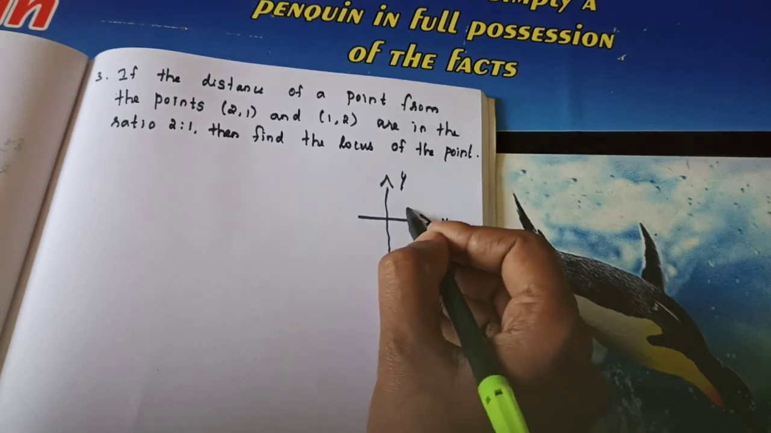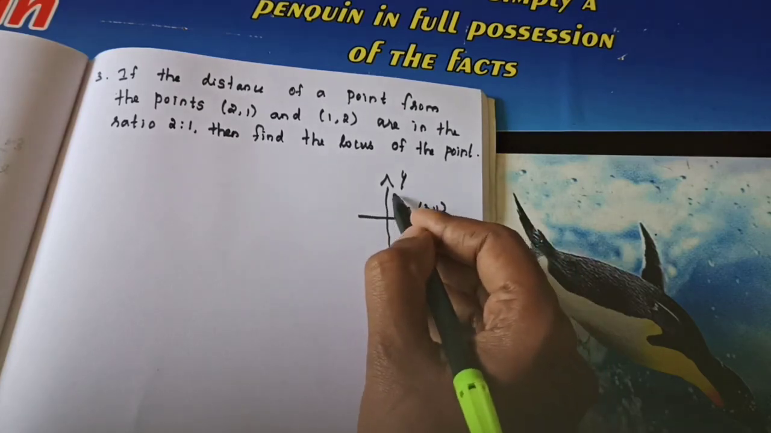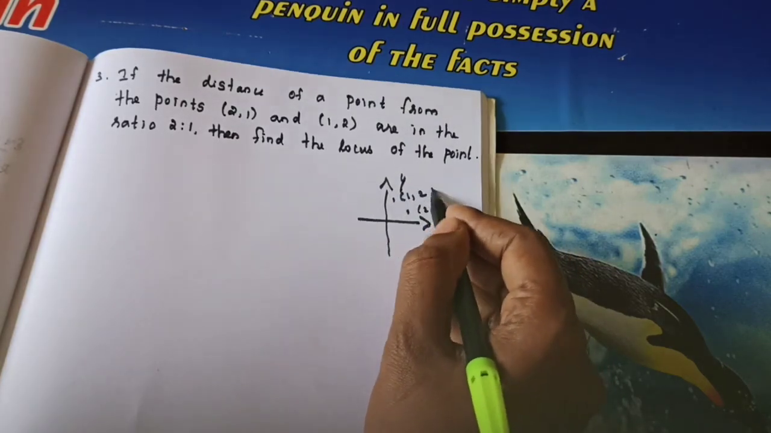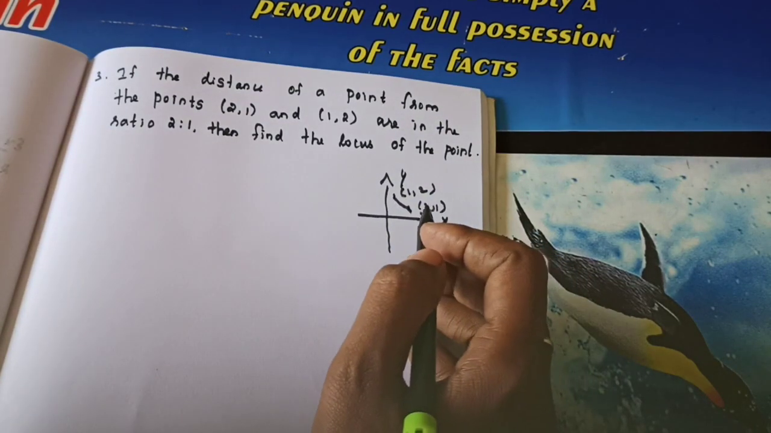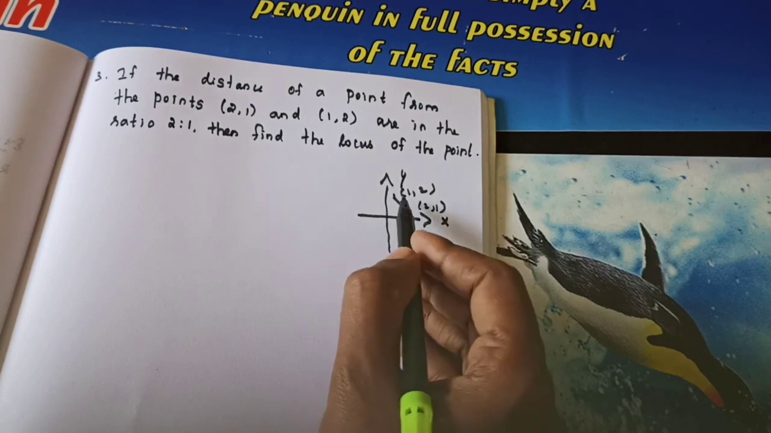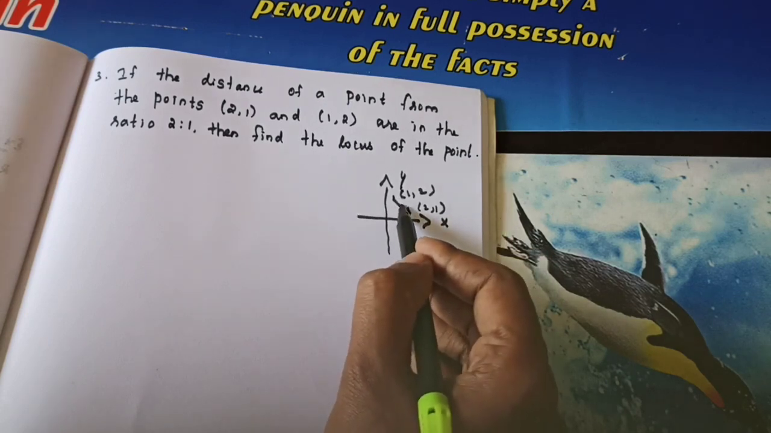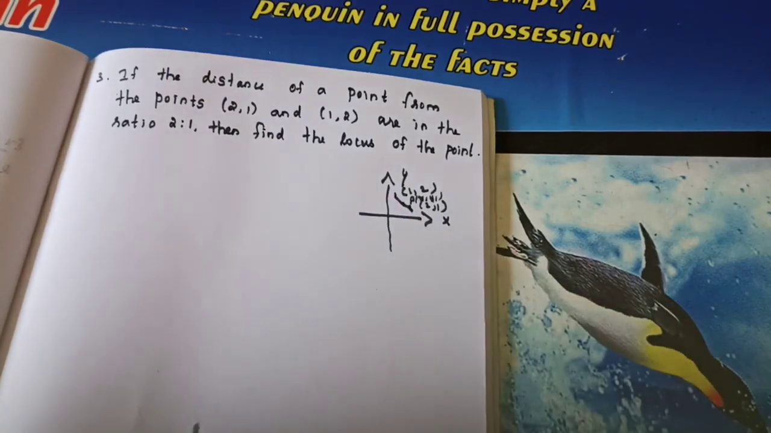First you will plot the points. So 2, 1 means it will be there. Then 1, 2 means it will be approximately here. Okay, so join these 2 points. They are in the ratio 2:1. So 2:1 means it will be here maybe, x1, y1. Keep it in mind.